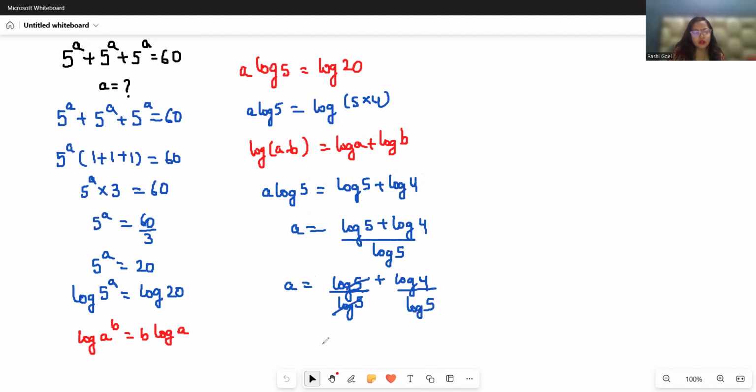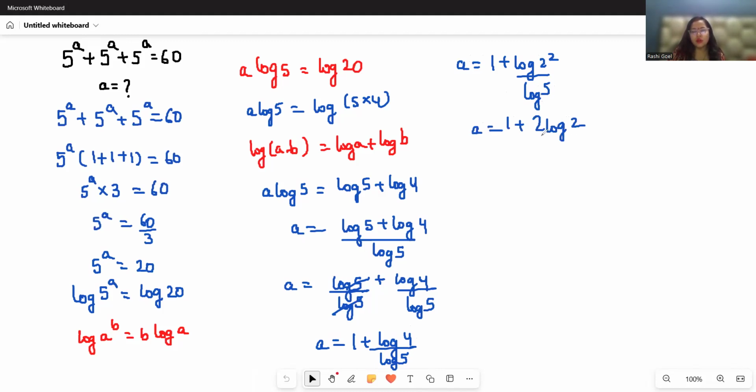So this will cancel out. a equals 1 plus log 4 by log 5. Log 4 I can write as log 2^2, so a equals 1 plus 2 log 2 by log 5. Or we can say that a is equal to 1 plus 2 log 2 with base 5.